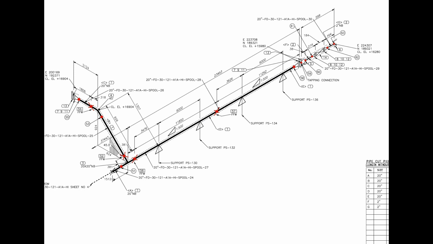Important things to remember before starting the shop fabrication. What is the size of the pipe? How many spools are there? How many shop welds are there? How many field welds are there? Type of welding. Types of fittings. Line slope, etc. There are 7 spools in this drawing.